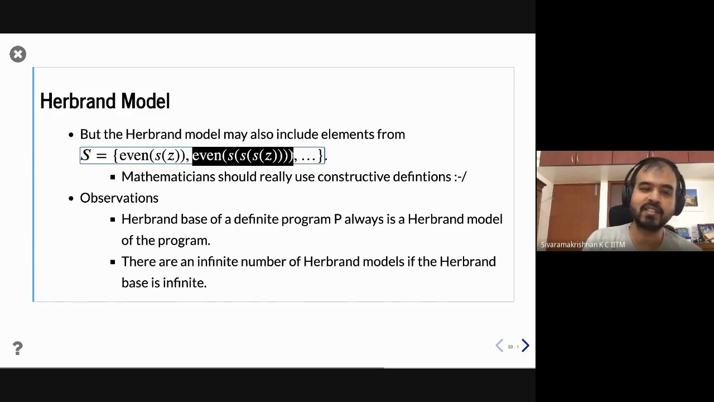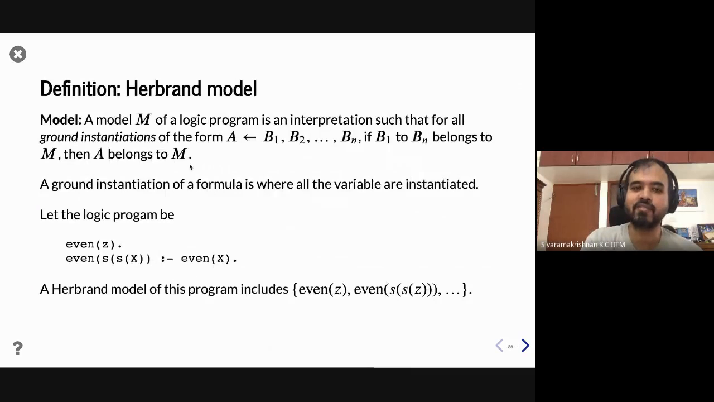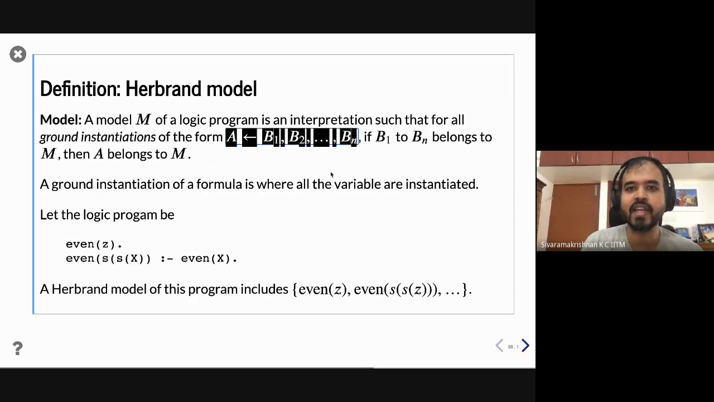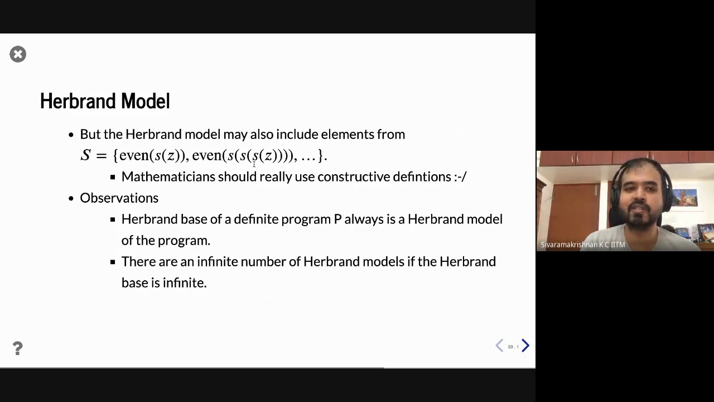This is quite weird. This is just how mathematicians choose to describe sets. When mathematicians write a definition like this, they say what should belong to the model. They don't say what shouldn't belong to the model. And the problem is that if you don't describe what shouldn't belong to the model, you can have arbitrary elements that belong to the model.